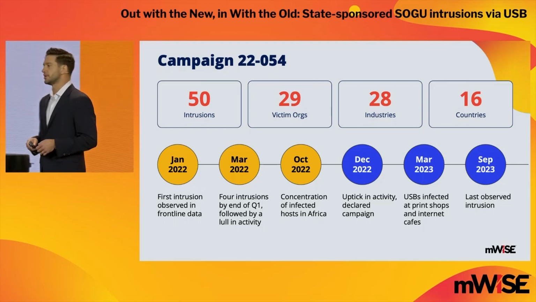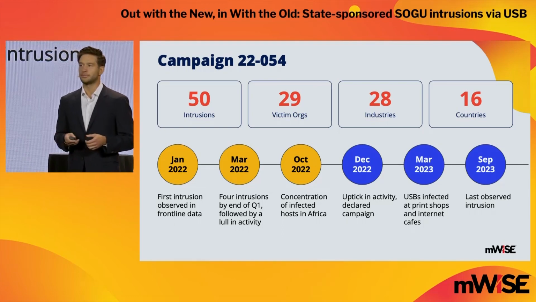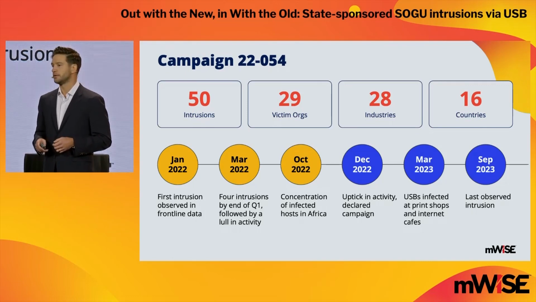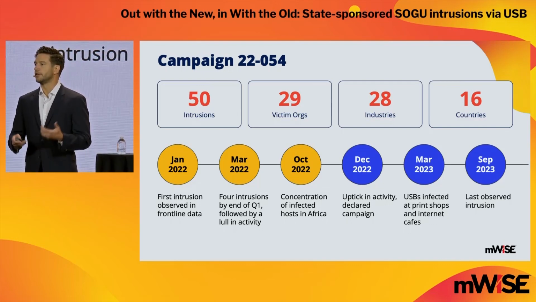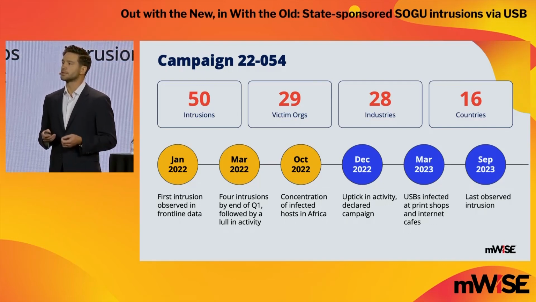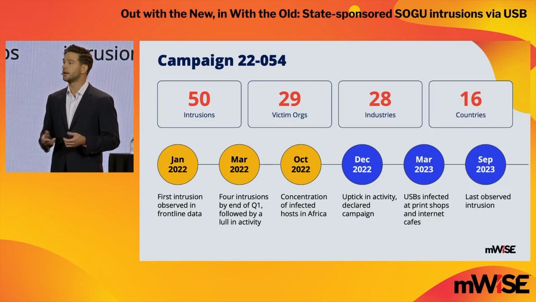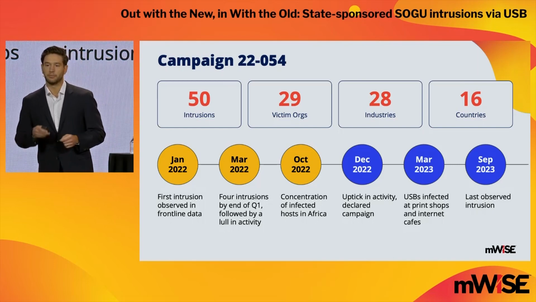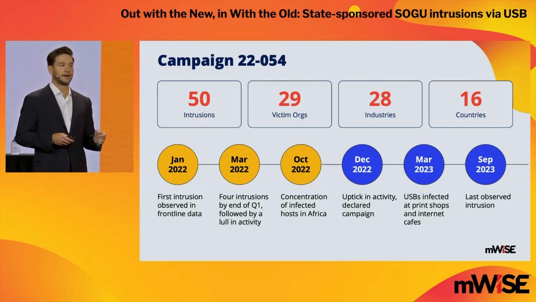By December of 2022, we saw another uptick in activity, and we officially declared it campaign 22054. By March of 2023, we found another interesting piece of information. Victims were coming back to us, and they were telling us of the suspected locations where the USBs were being infected prior to being brought into the customer environment. Specifically, we had multiple cases where victims were telling us that it was print shops in Ghana.